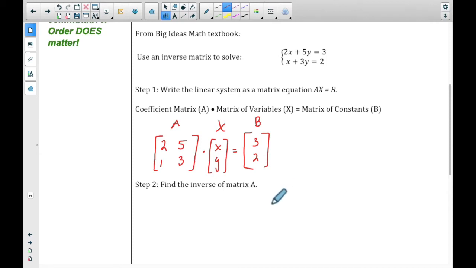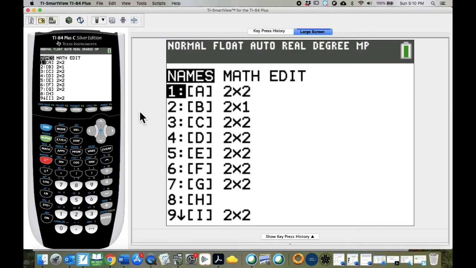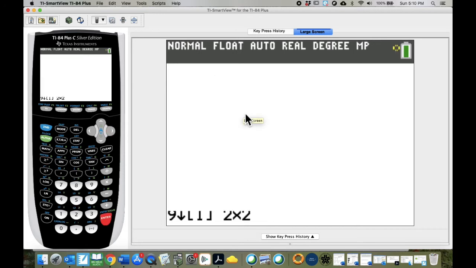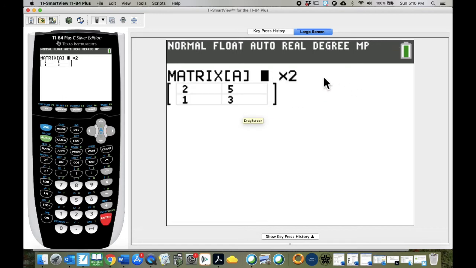Okay, I'm going to go into my calculator. I'm going to put in 2, 5, 1, 3 in for matrix A, and then I'm going to find the inverse of matrix A. So I'm going to go to second matrix, edit. And we're going to make it a 2 by 2, and we're going to enter 2, 5, 1, 3, because that was the coefficient matrix that we just set up on the other page.